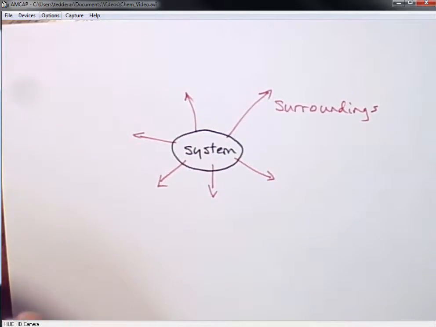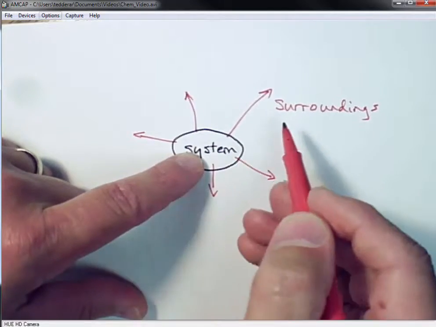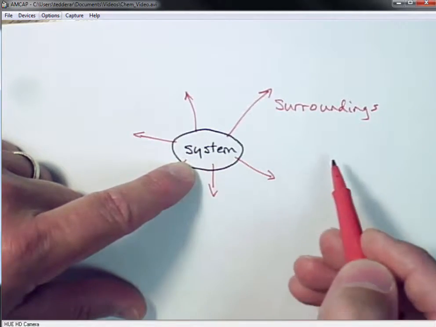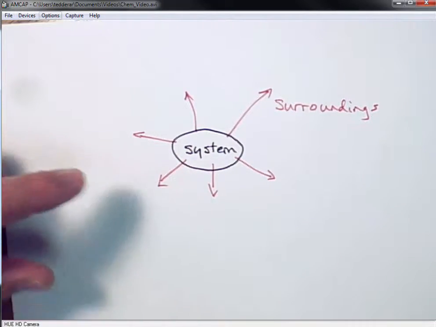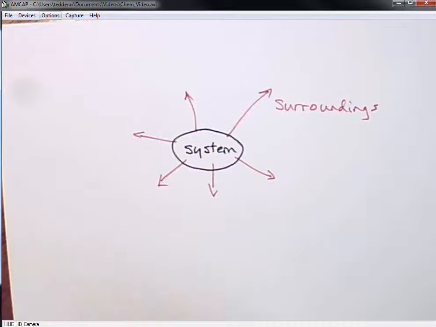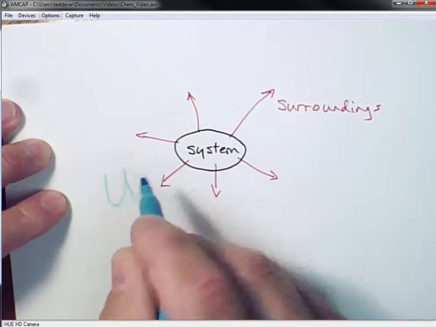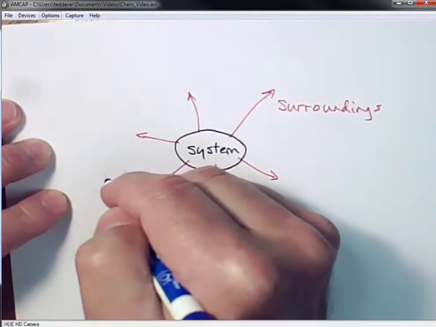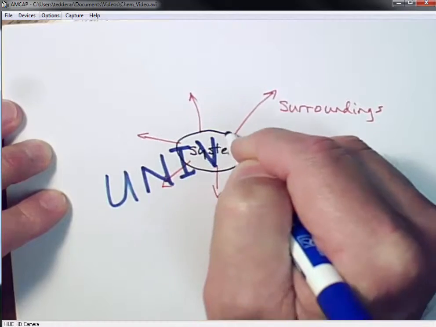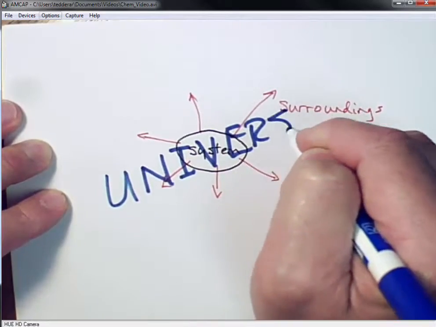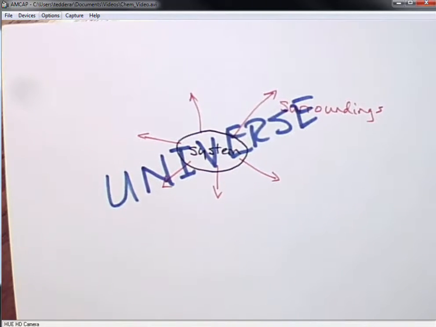Okay? So if we're moving energy from the system out, we're moving it from the system to the surroundings. If we're heating up the system, that energy comes from the surroundings. It has to come from somewhere because the total amount of energy in the universe is constant. What's the universe? The universe is all this. The universe is the system and the surroundings all together.